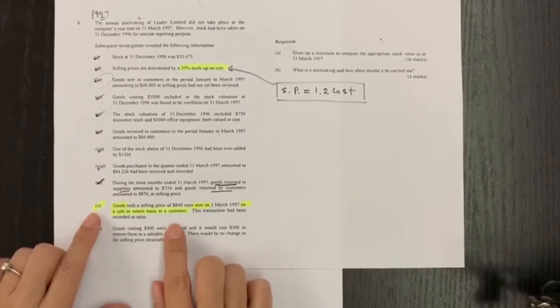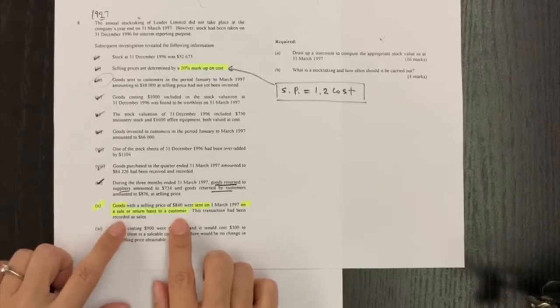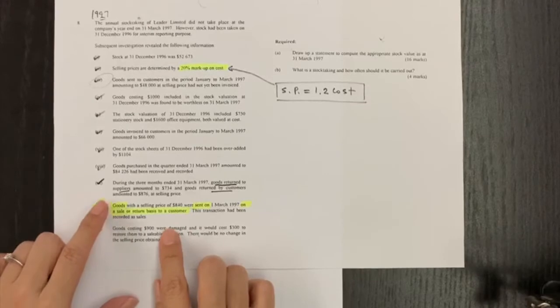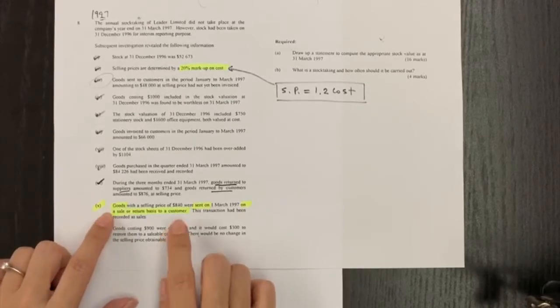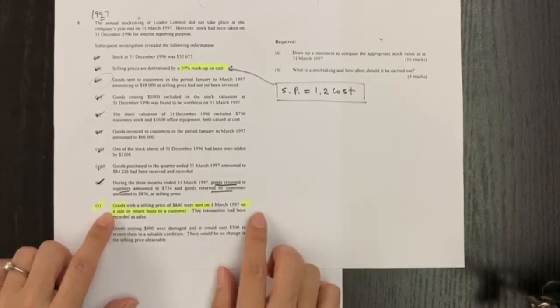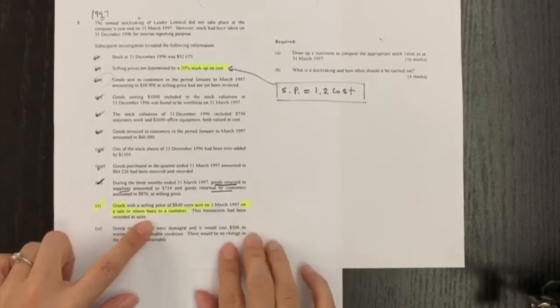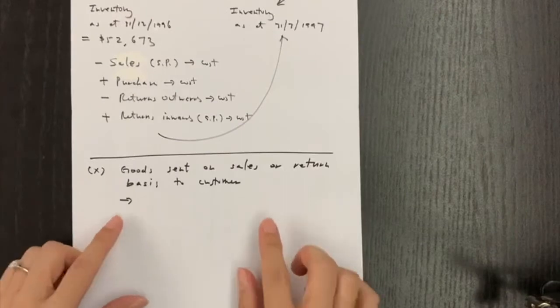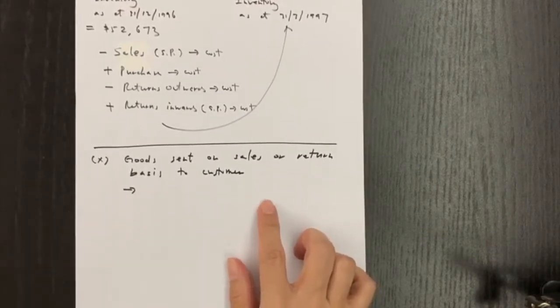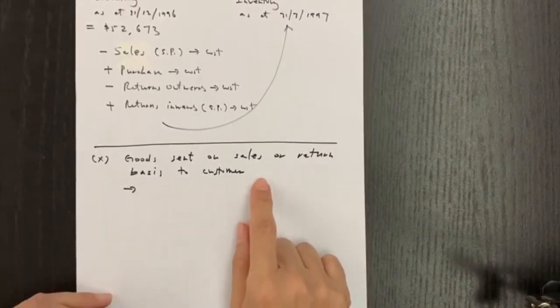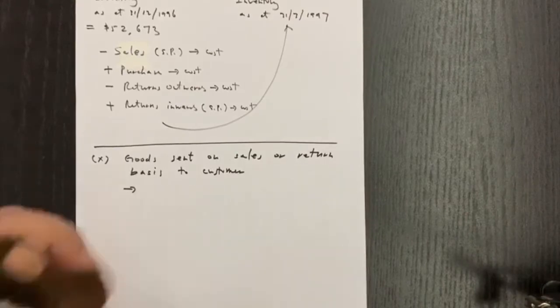Okay, so next we come to point number 10. You can highlight this point because it is very special in this question and also new to us. Here we have goods sent to the customer on a sale or return basis. Since this is a very special thing, I have a detailed analysis for you. The heading is goods sent on sale or return basis to customer.